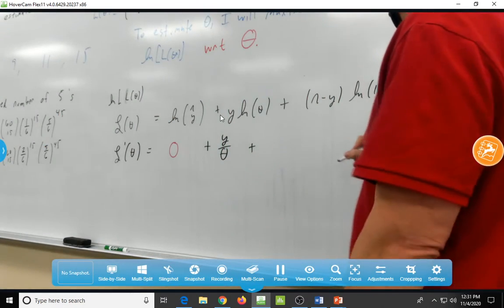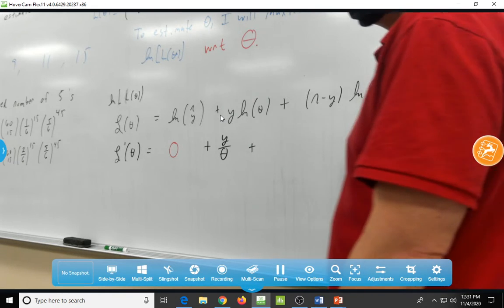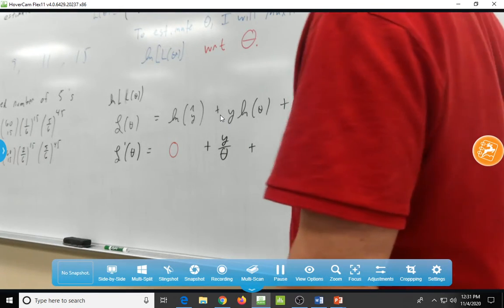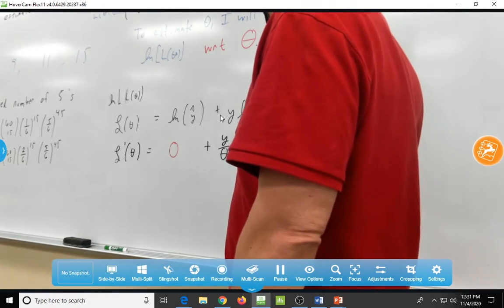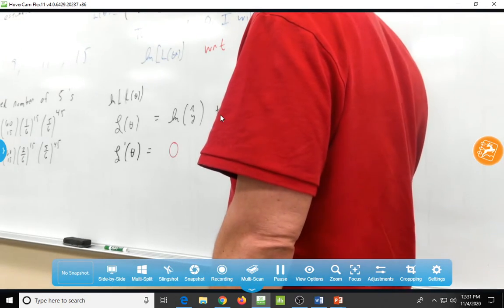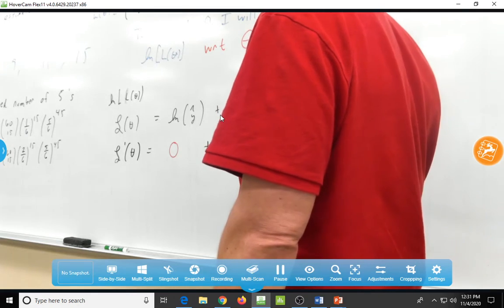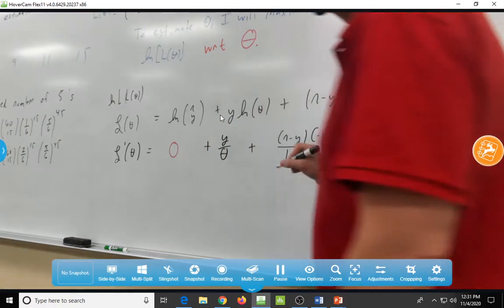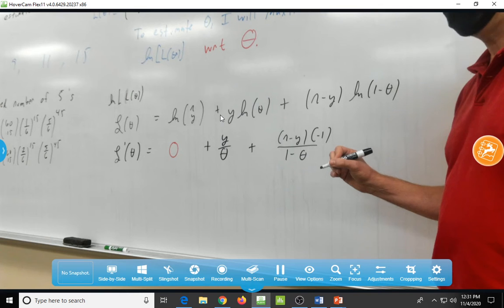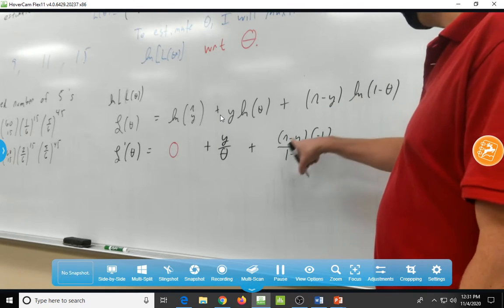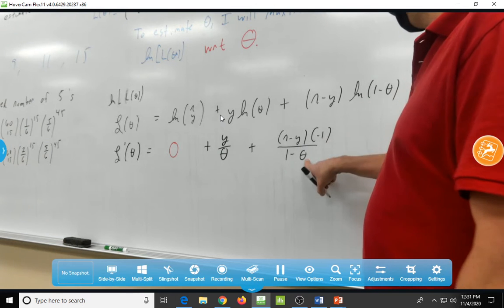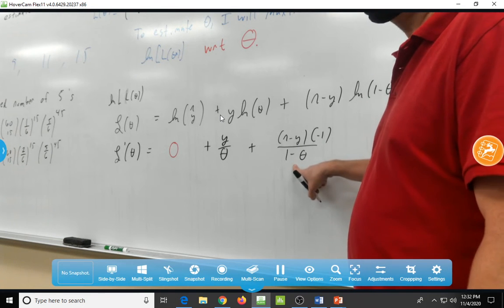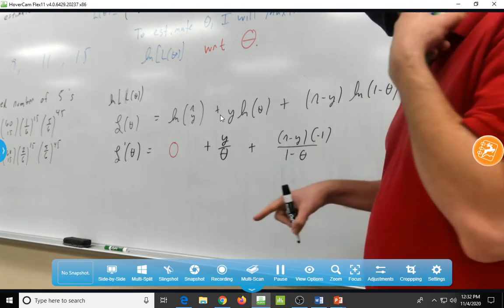And David and Jeff, what's the derivative of this one? n minus y times natural log of 1 minus theta. Okay, n minus y is a constant. We take it out. There's no theta in it. And then 1 over the function. And then we have to take the derivative of the function, which is minus 1, and we get that part.